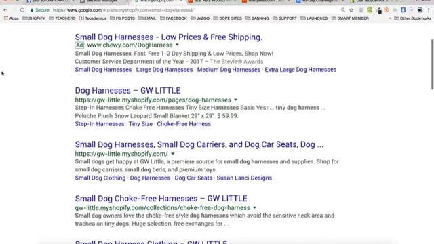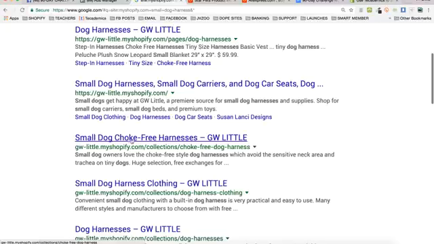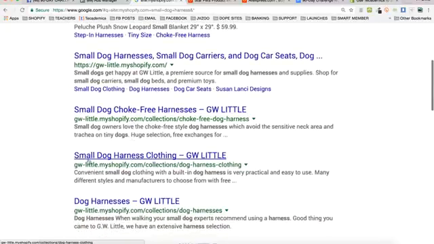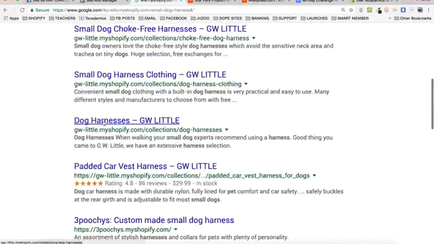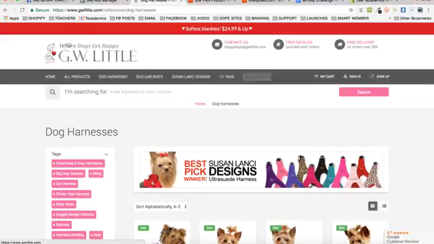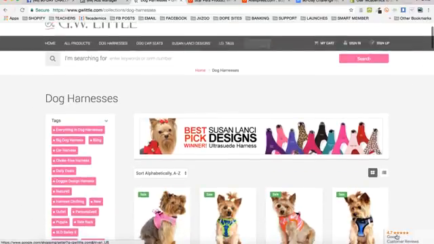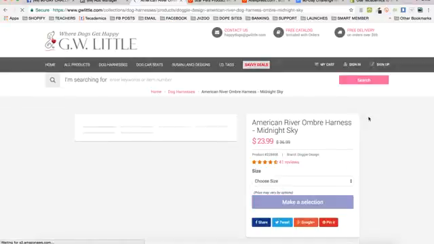And there's all these pages. This one's selling dog harnesses, small dog harnesses, small dog clothing, all this kind of stuff, right? There's just tons and tons of them. Whatever the site is, there's just lots of them. So you can have a site just like this, GW Little, where dogs get happy. They got their little thing that shows reviews. And look, they got all these little dog harnesses.